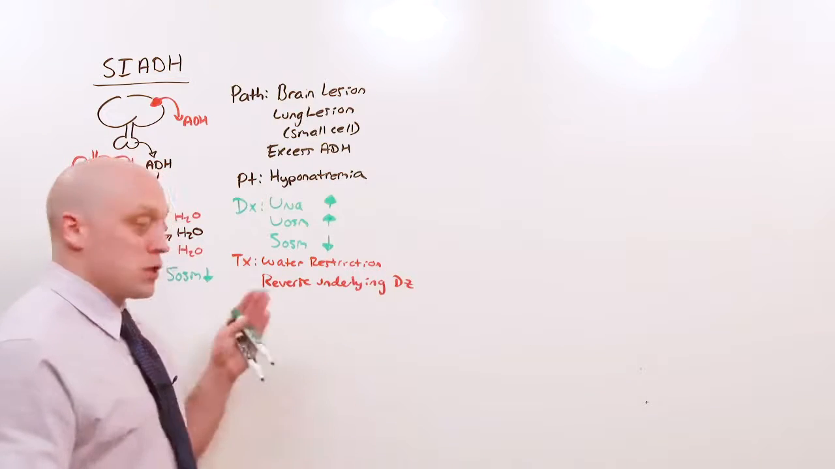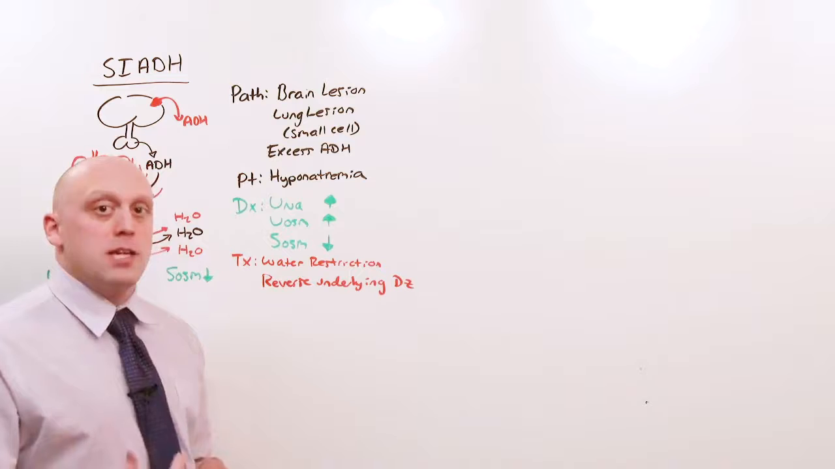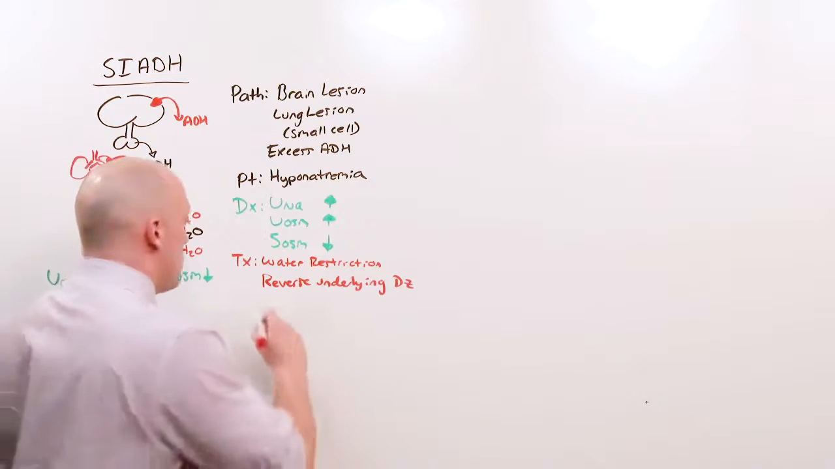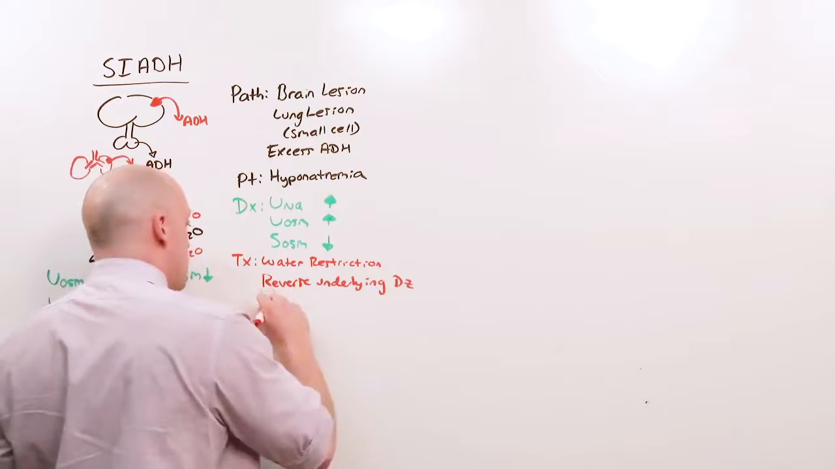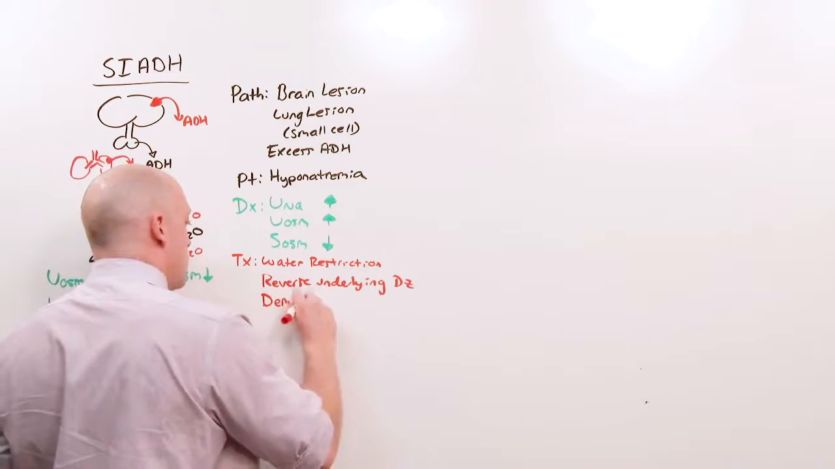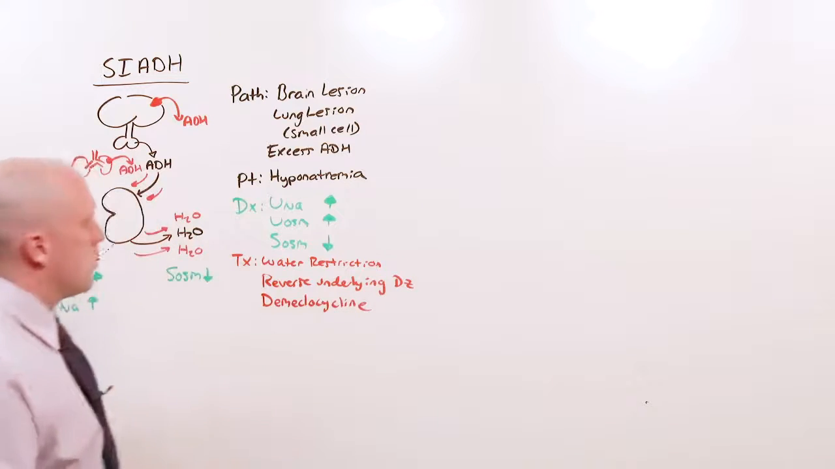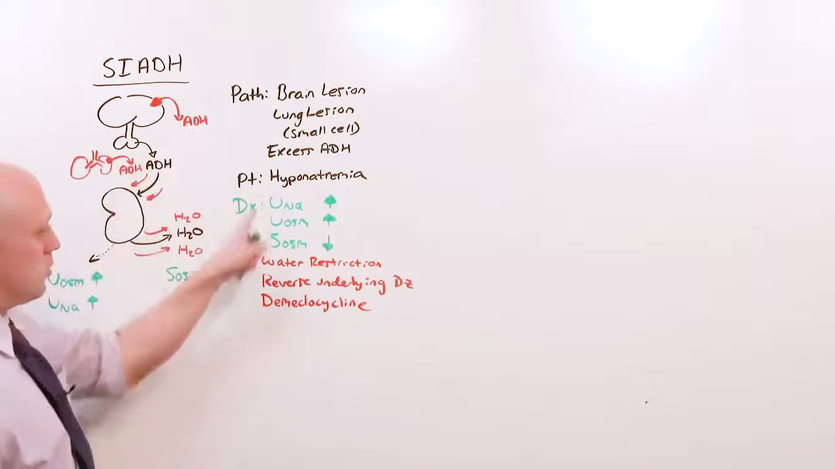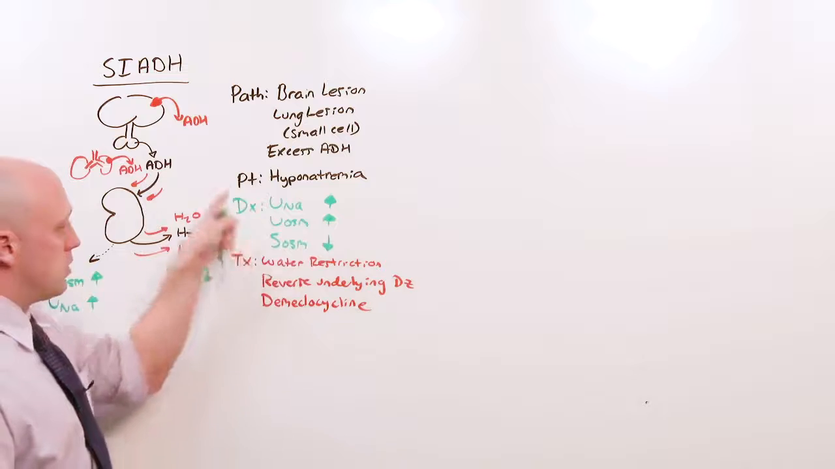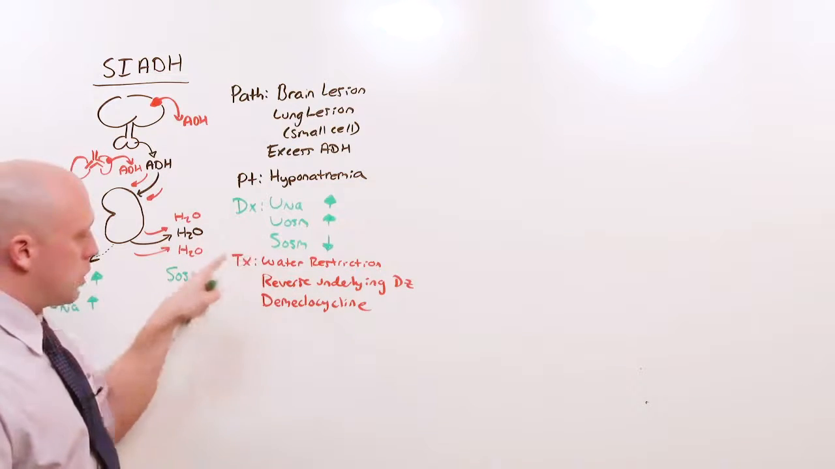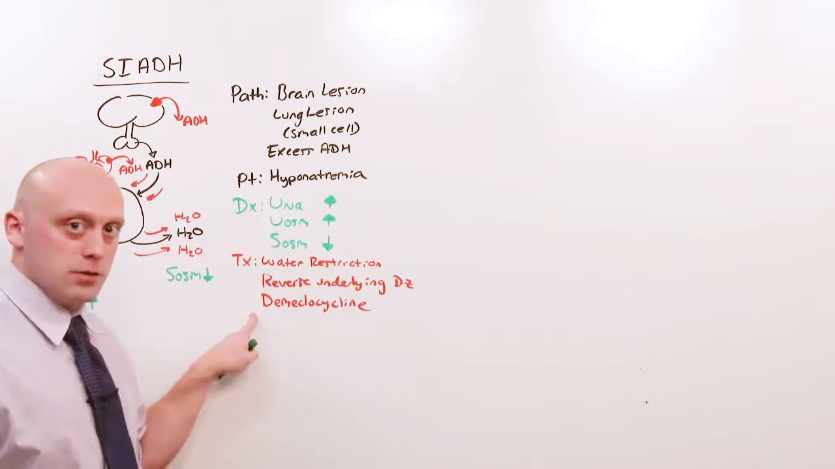But if water restriction doesn't work, then what you're going to need to do is help get that excess water back into the urine. So you can induce diabetes insipidus by giving demeclocycline. SIADH: where it comes from, recognize the urine sodium osmoles profile, and then water restriction to demeclocycline if that fails.